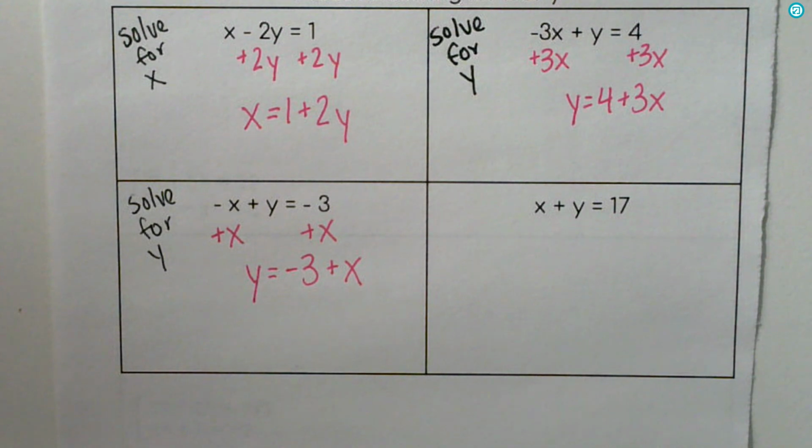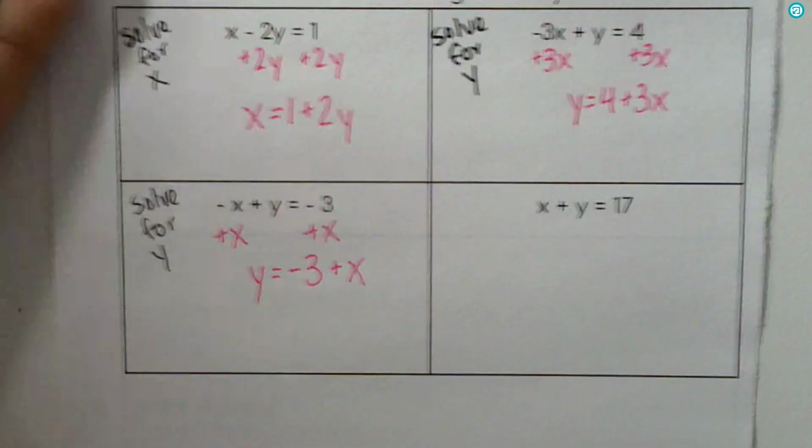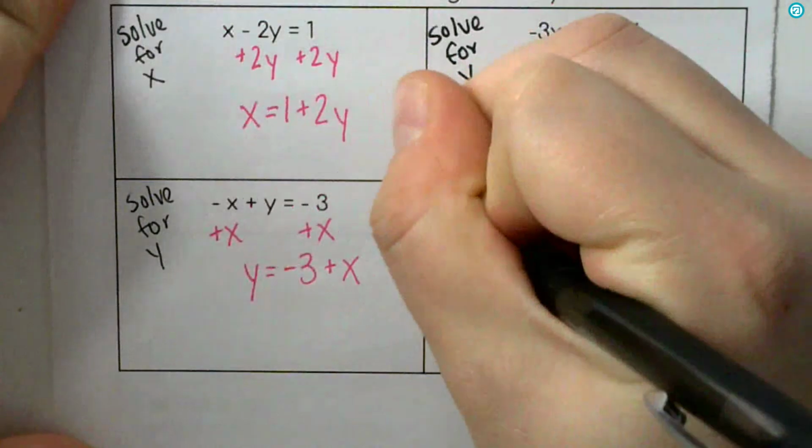What's closer to being by itself in the last one? They're equal. It really doesn't matter in the last one. It's an equal amount of difficulty to solve for x or y. Since we've already solved for y twice, let's solve for x.